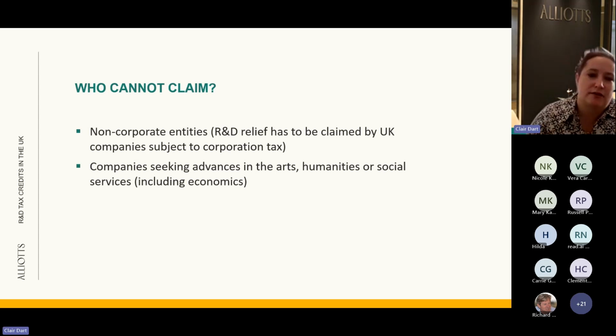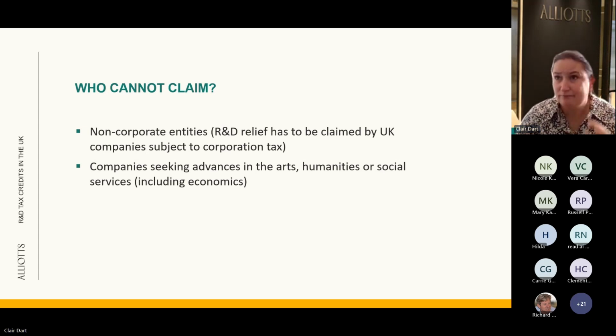There are, of course, some companies that can't claim. And as we said before, non-corporate entities are ineligible. It is only companies that can claim the R&D relief. In addition, companies seeking advances in the arts, humanities, or social science services, including economics, can't make claims.